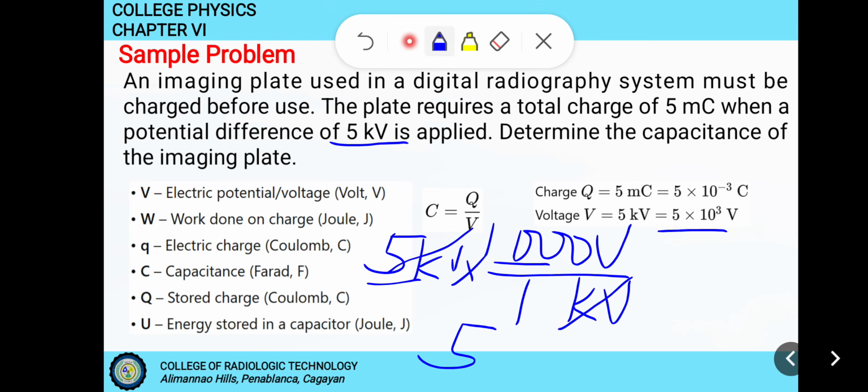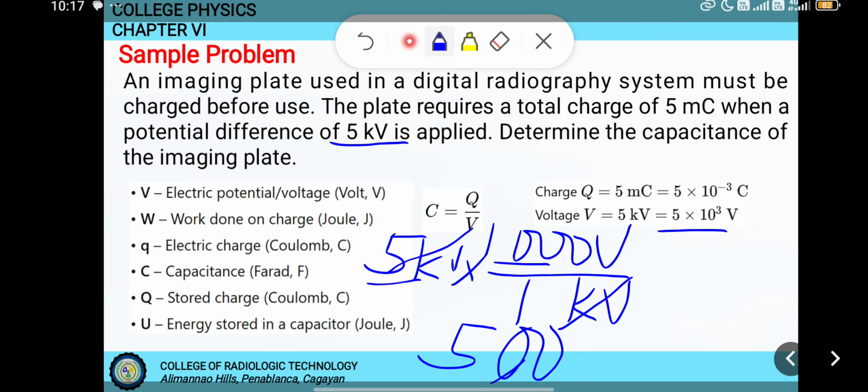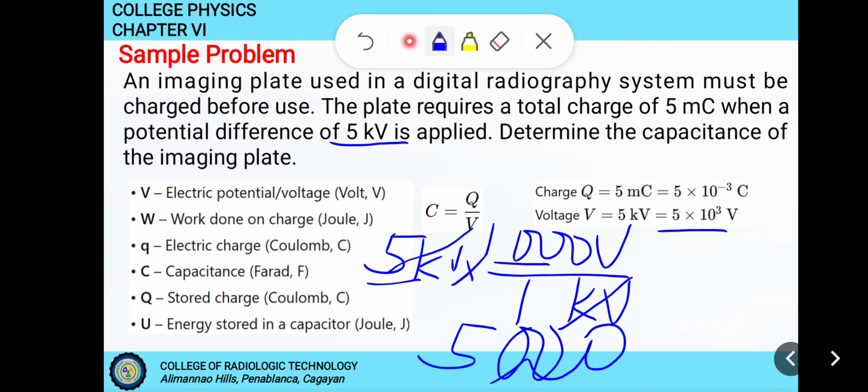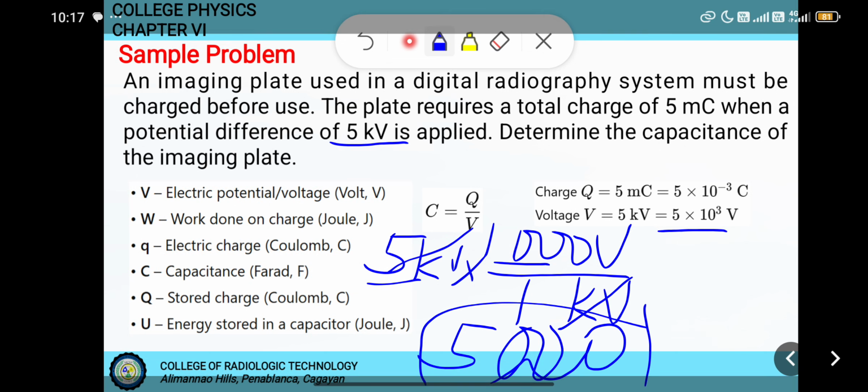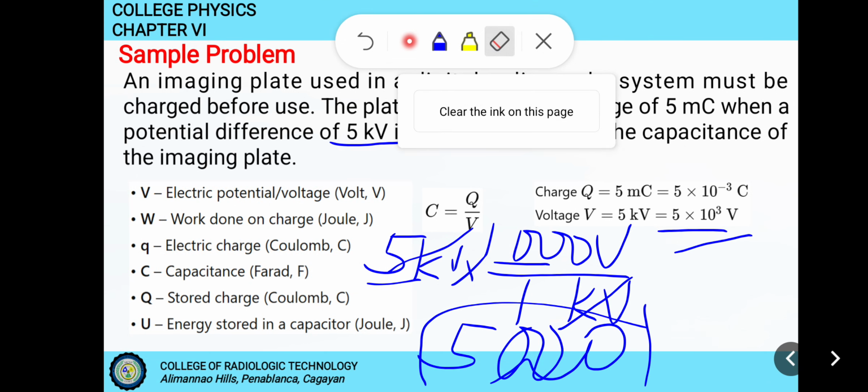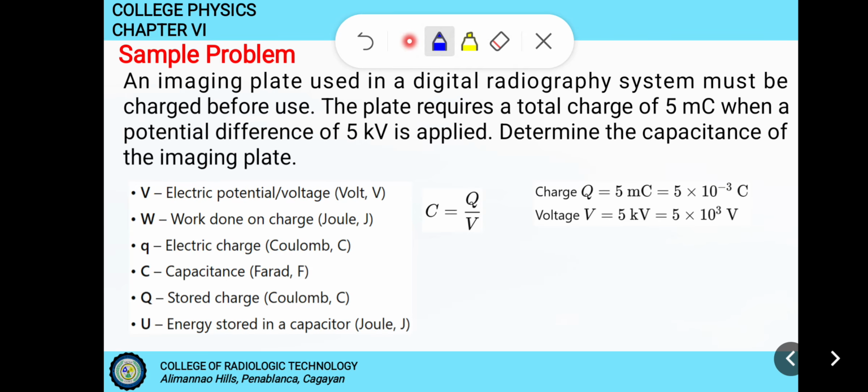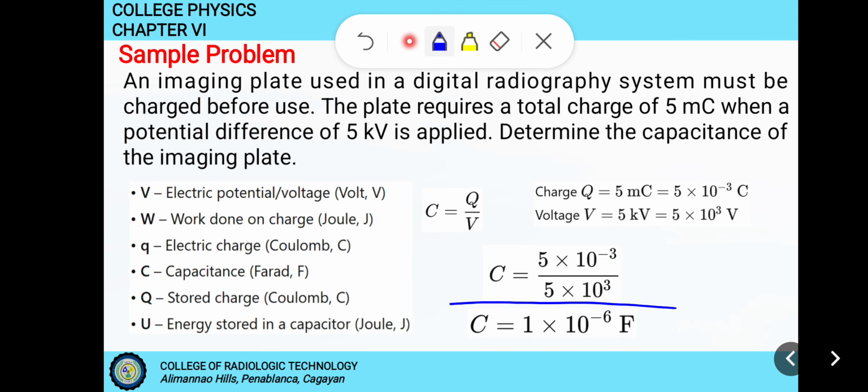Try natin. Okay? Dagdag lang tayo na, try natin 1, 2, and 3. So, we have 5,000 volts. Tama po ba? Okay? We can now substitute them. We have 5 times 10 raised to negative 3 divided by 5 times 10 raised to 3. That will give us 1 times 10 raised to negative 6 farad. Okay, because that is in coulomb.